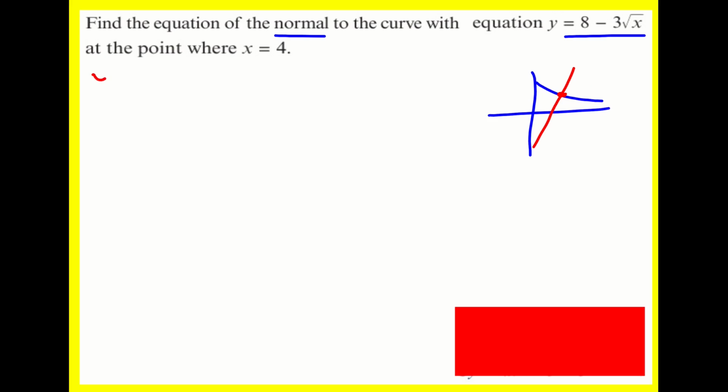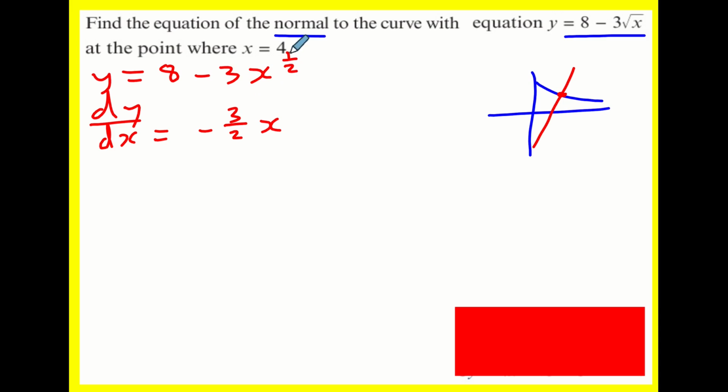Well first of all, I'm going to need to find dy by dx. I'm going to need to write y using indices. That's the key thing, write it as x to the power of a half. Then dy by dx will be minus 3 times a half, that's just 3 over 2, x to the power of a half minus 1, that's x to the minus a half.